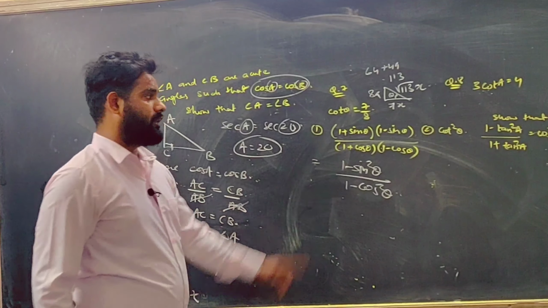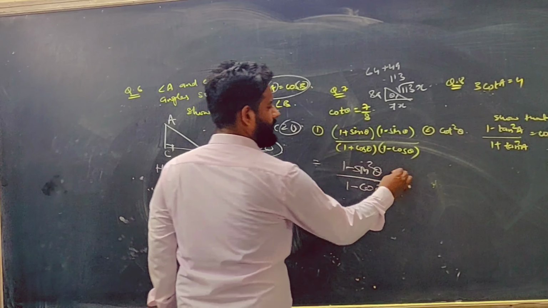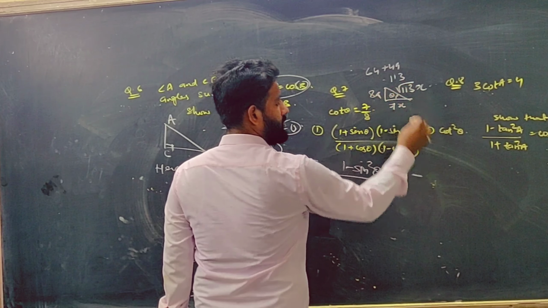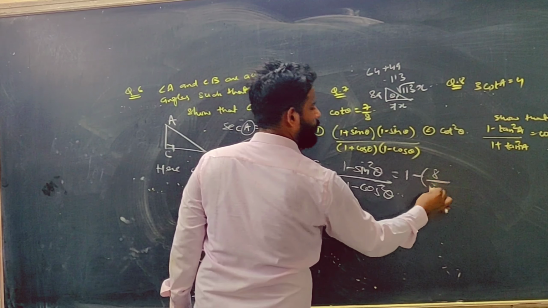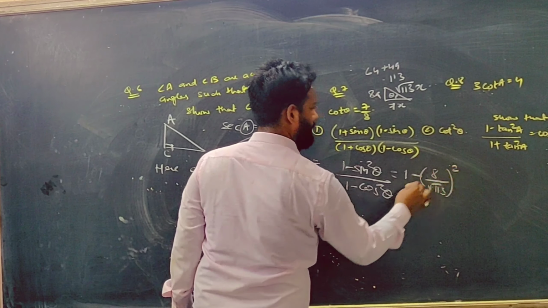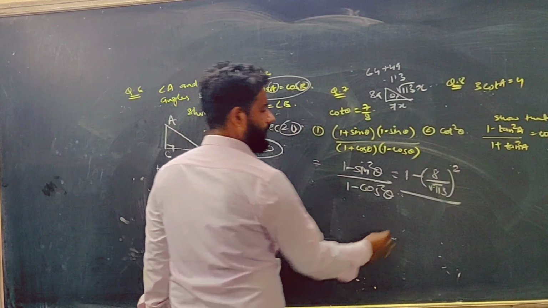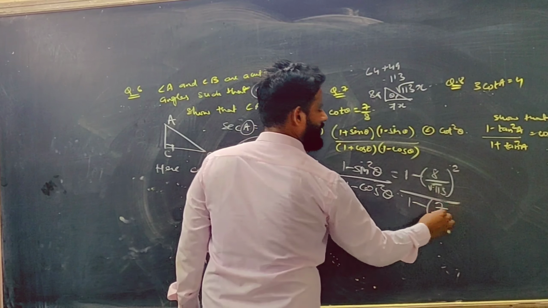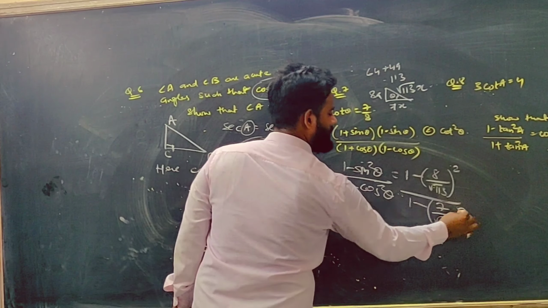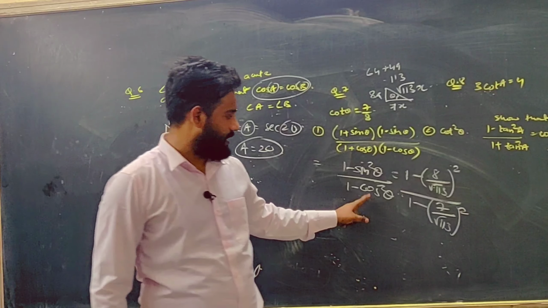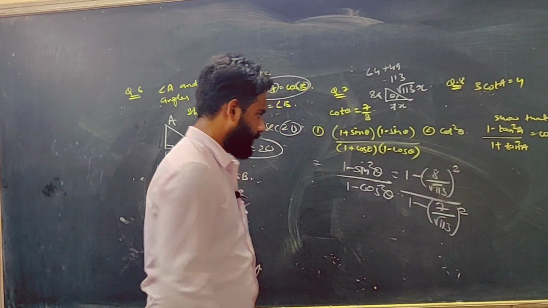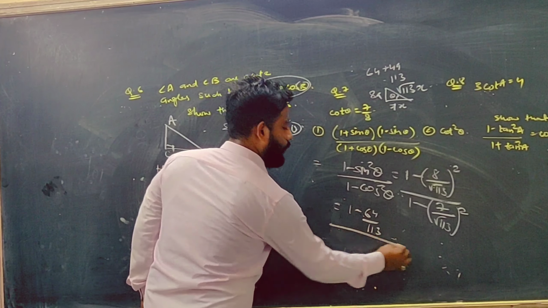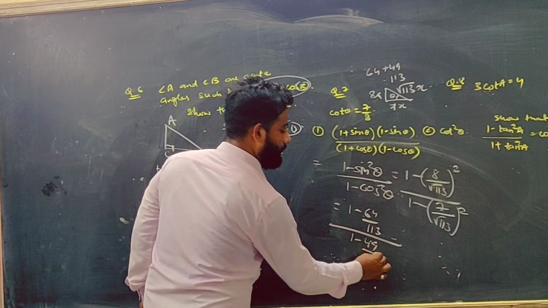Now try to put the value. Sin is opposite upon hypotenuse, which is 8 upon root 113, squared. Cos is adjacent upon hypotenuse, so put the value of cos theta and do the squaring. So what is the answer here? 1 minus 64 upon 113, whole divided by 1 minus 49 upon 113.